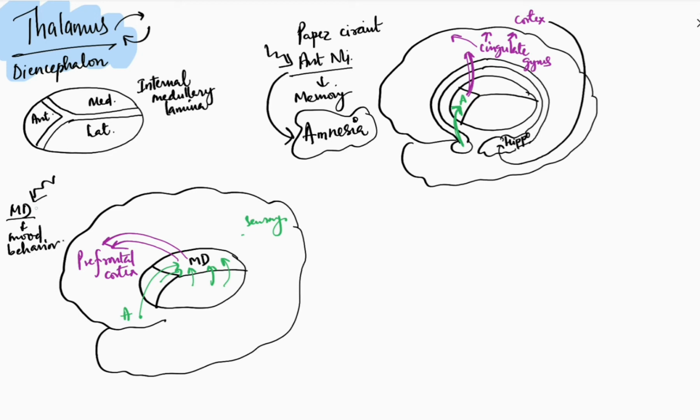In chronic alcoholics, the medial dorsal nuclei may get affected and the patient presents with Wernicke-Korsakoff syndrome. In this, the patient has aggressive behavior and loss of inhibition.